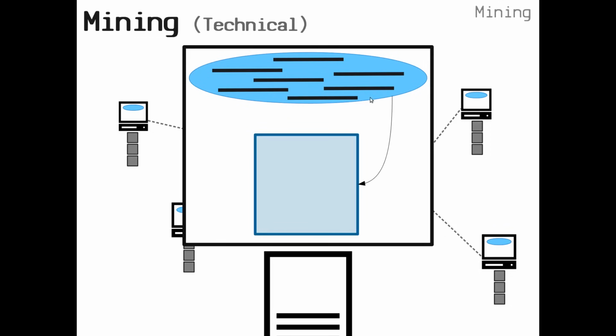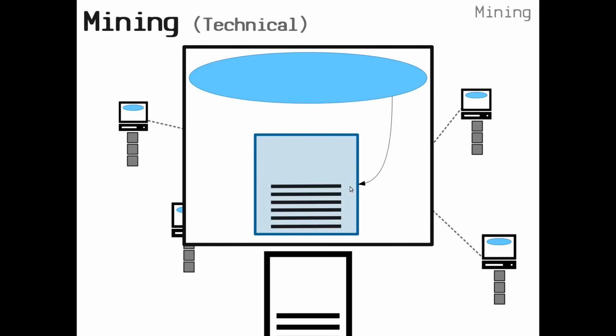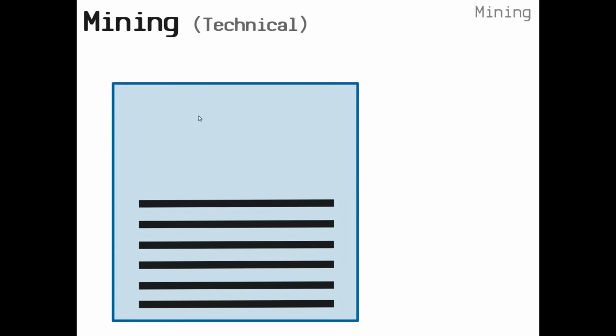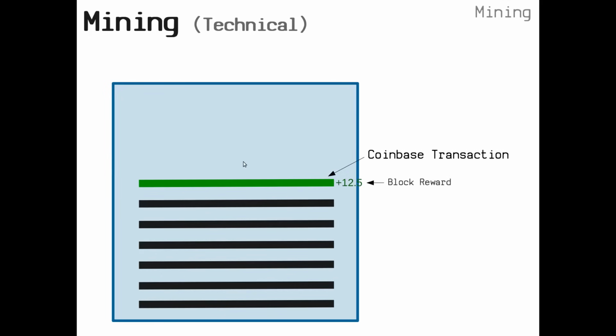Same thing. Memory pool. Grab the transactions from the memory pool and fill up your block. Then there we are. This is the candidate block. Then you'll put your Coinbase transaction at the top. The first transaction in a block is always a Coinbase transaction that a miner has put there, and that allows you to claim the block reward, which is currently 12.5 Bitcoins.